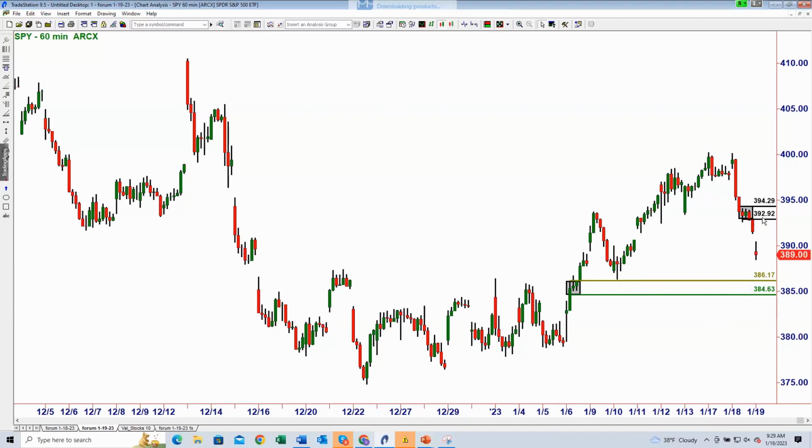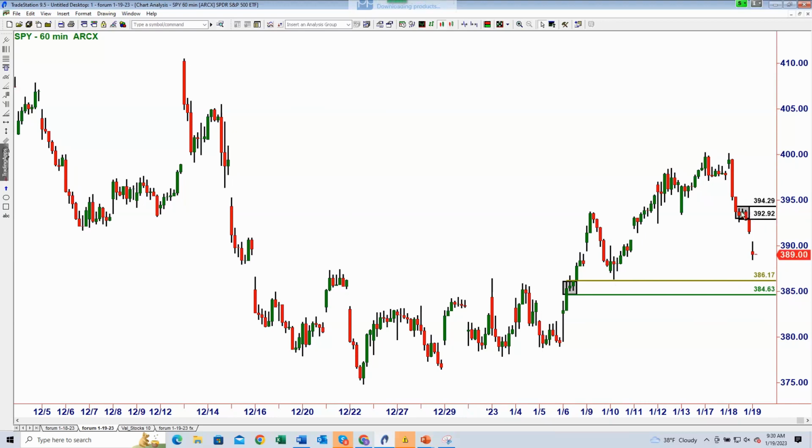And then we have an inside the range supply zone in the 393 area. The reason why this zone is gray is because it's inside the range. Okay. Notice this zone right here, see the location of it? It's inside yesterday's decline in the market.